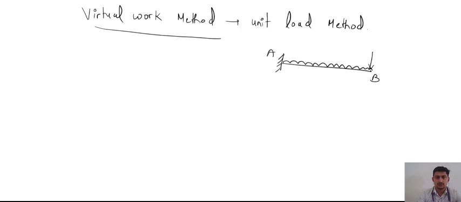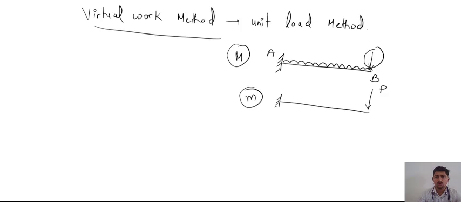So in the virtual work method, first of all you have to apply a unit load at that point where you have to calculate the deflection. So earlier this load was not there, but I am applying a unit load here, that is P. First of all I am taking this load as P, and you have to calculate the moment generated due to the original external loading that is given, and this is small m, which will be the moment generated due to this load we have applied. That is the virtual load, or you can say unit load.